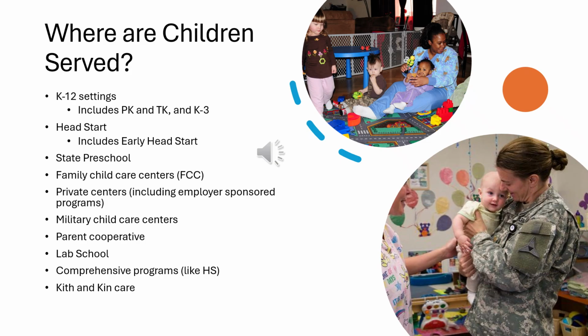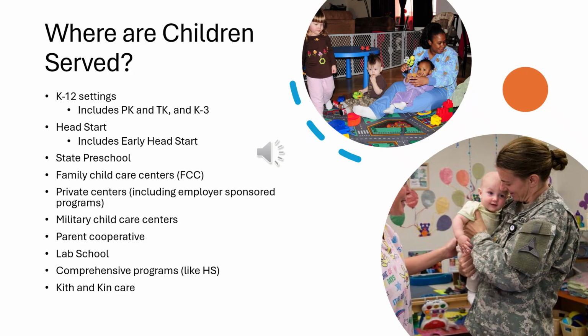a comprehensive program. And finally, I would be remiss to not mention that sometimes children are cared for at home by relatives. That's what kith and kin care is. So kith and kin are your relatives. So your mom or your grandma or an aunt or a sister or a brother or an uncle. Anybody in your family who is helping to care for children would be considered to be kith and kin care.